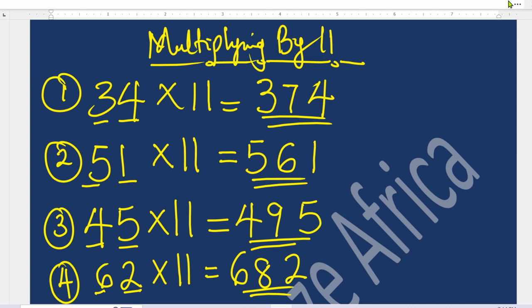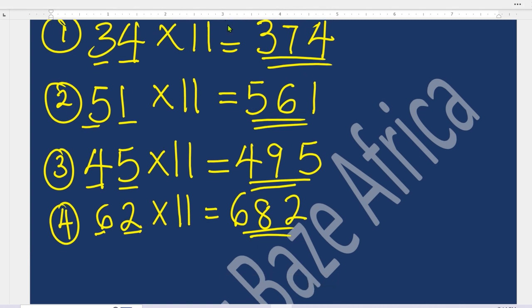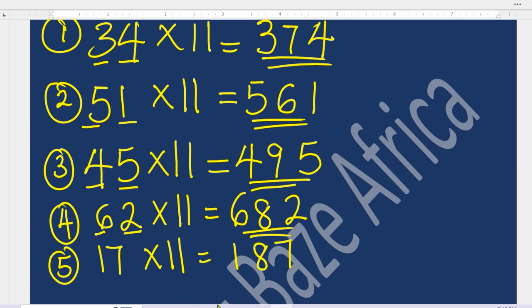Now let's look at another example, for those who just got into the class. That will be my example 5. 17 times 11. Write down the first digit and the last digit. Add the digits together. 1 plus 7 gives us 8. Write 8 in the middle. So the answer is 187.